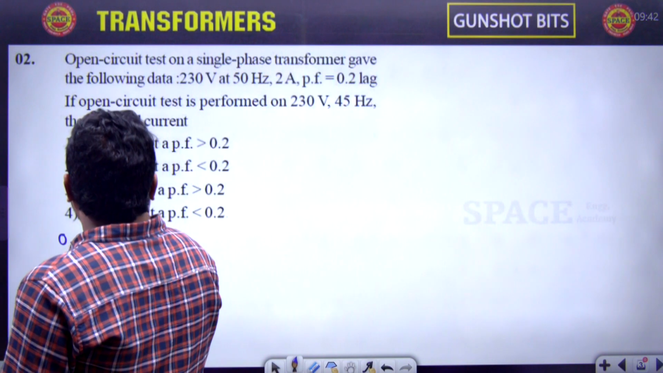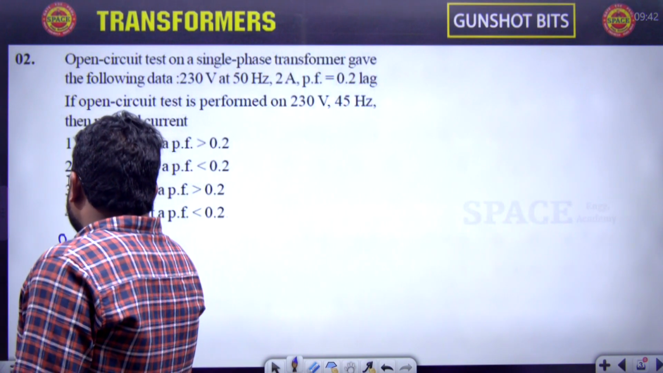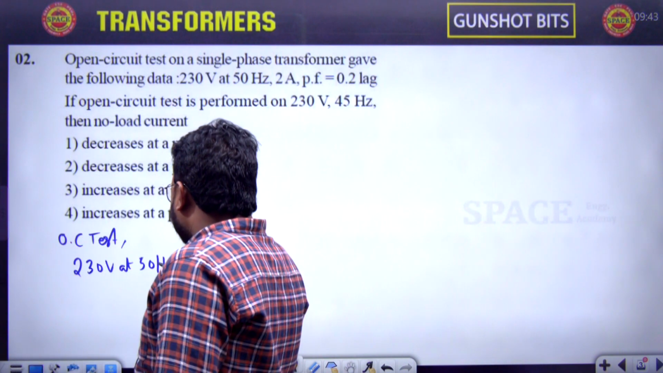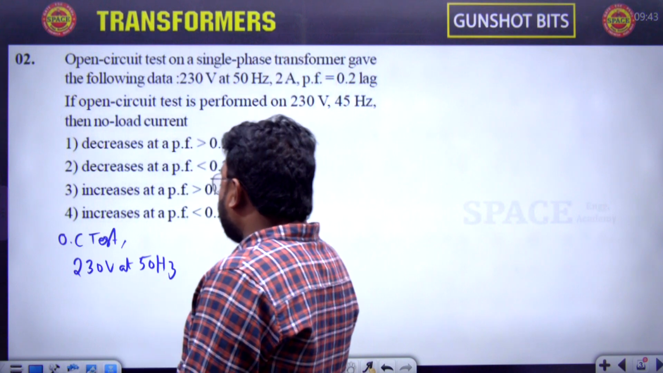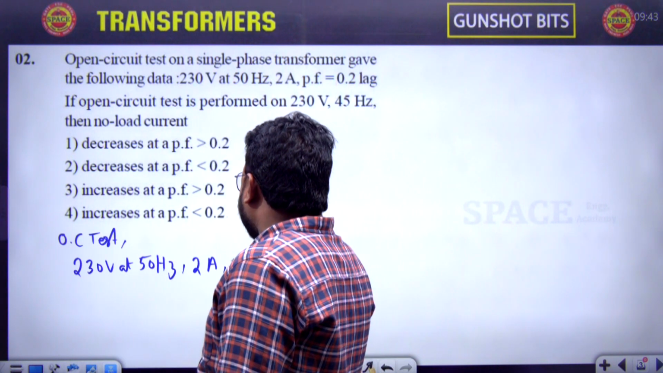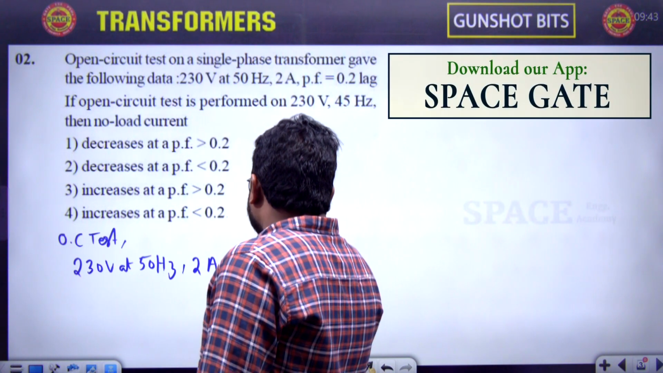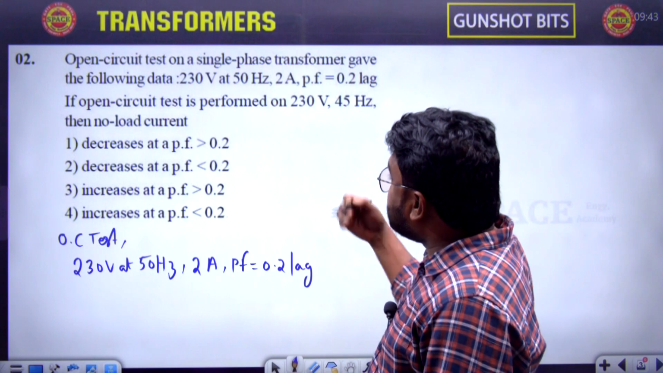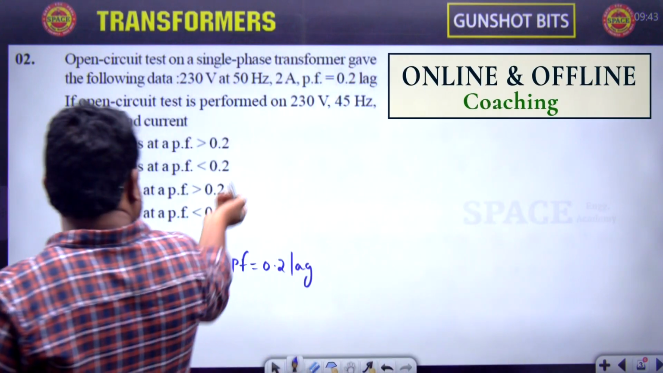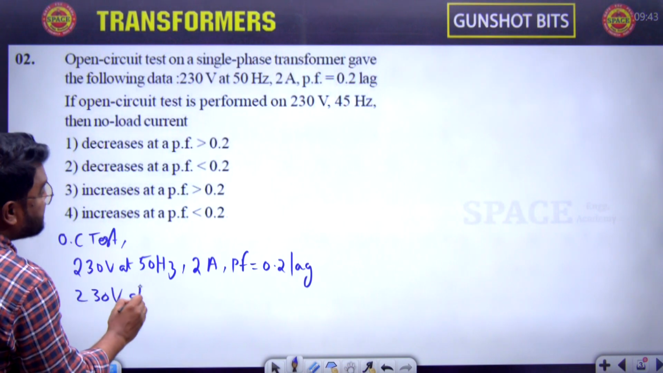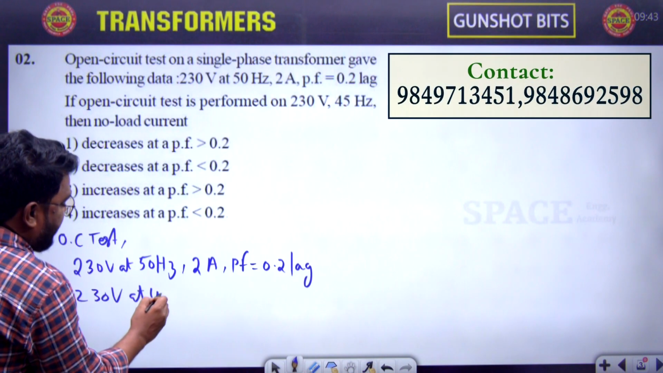So we have the test data: 230 volts at 50 hertz, 2 amps, power factor equal to 0.2 lag. So this is the power factor. Now the same test is conducted on the same transformer. So we have test data of 230 volts at 45 hertz.